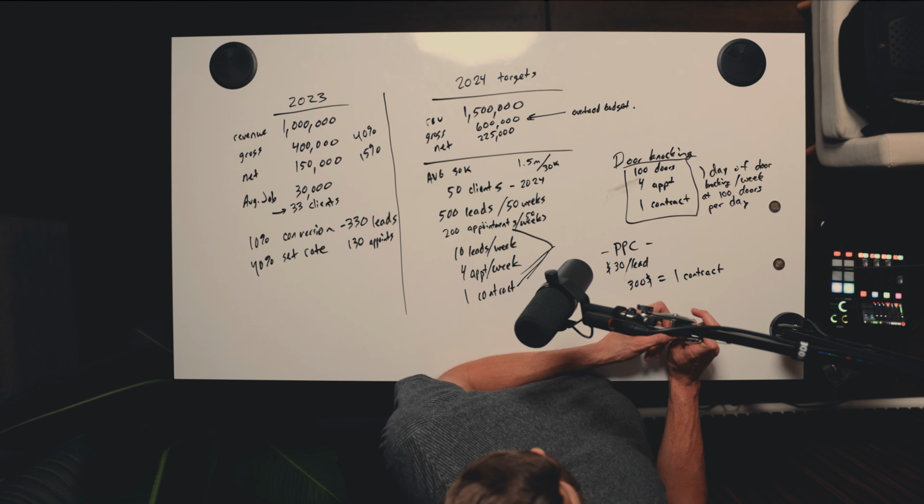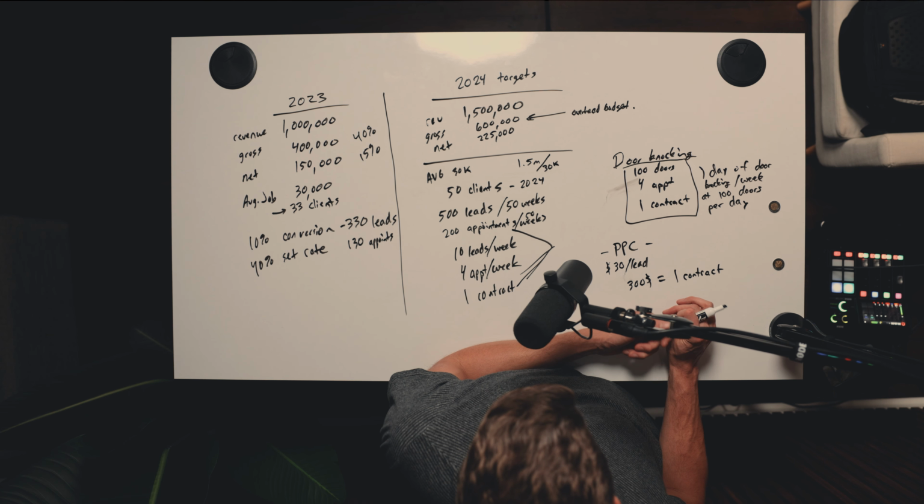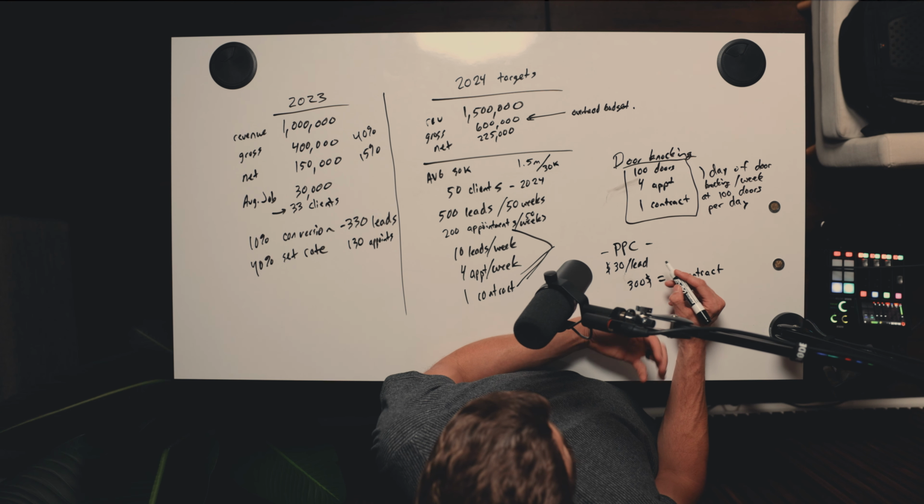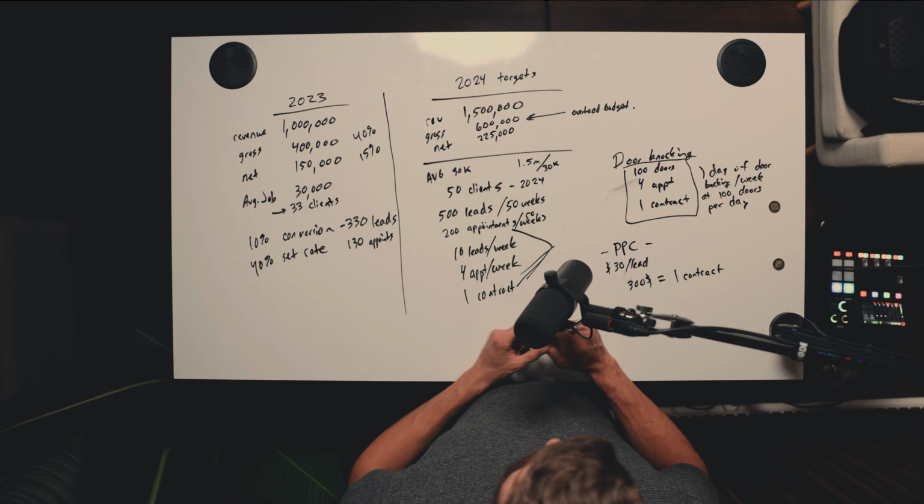And if you want to use just pay-per-click and hit your target, you need to spend $300 per week in pay-per-click advertisement to hit your target, if $30 per lead is what your pay-per-click is budgeting out at. Now you're starting to see that we can take any of these marketing funnels and back into this target of 10 leads per week, 4 appointments per week, and 1 contract per week.